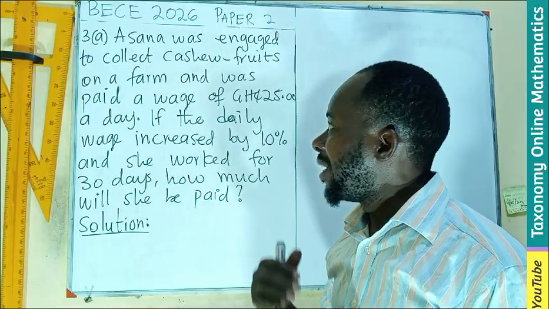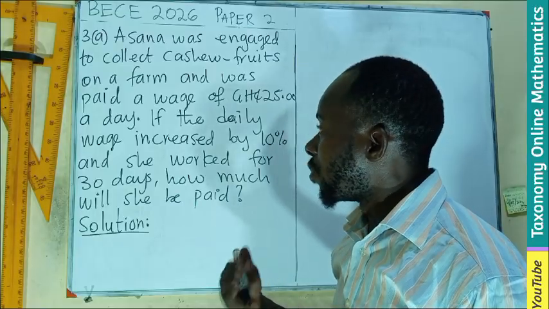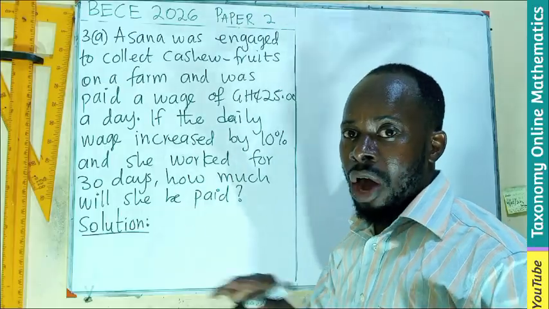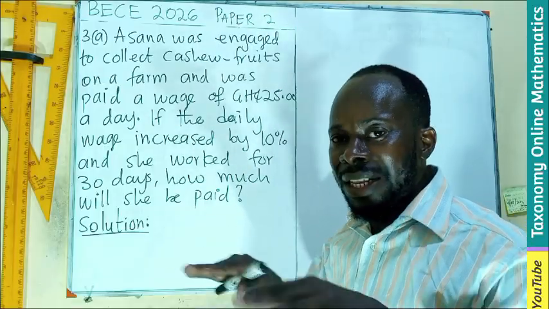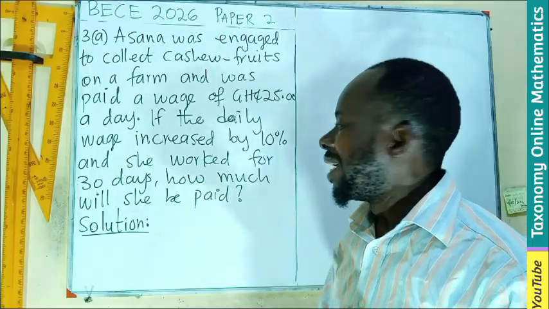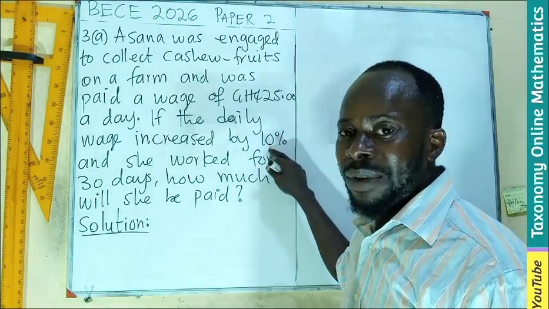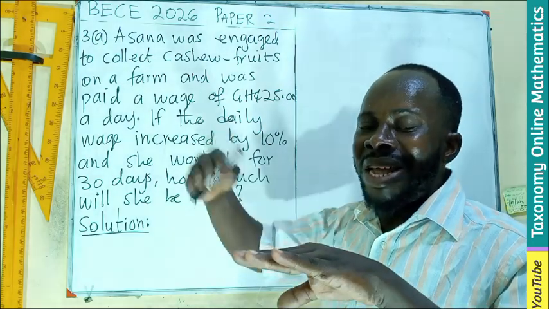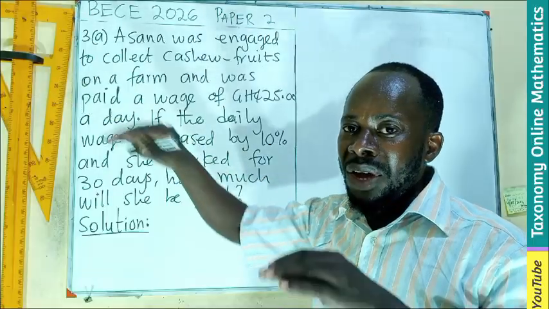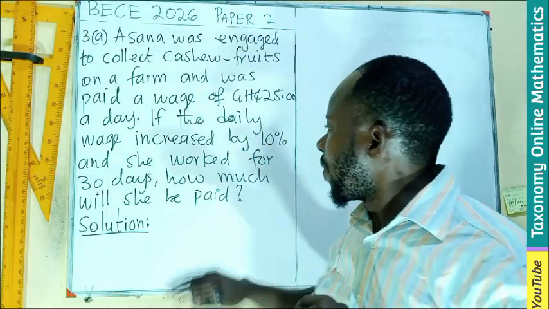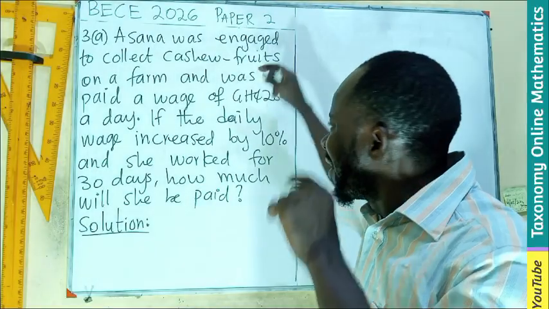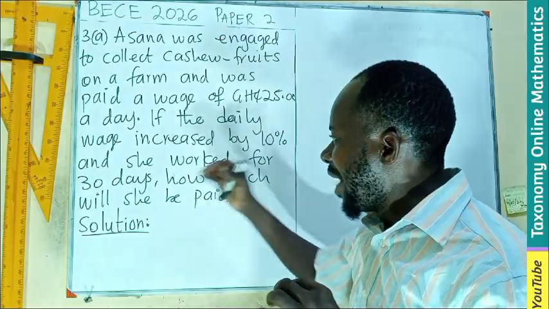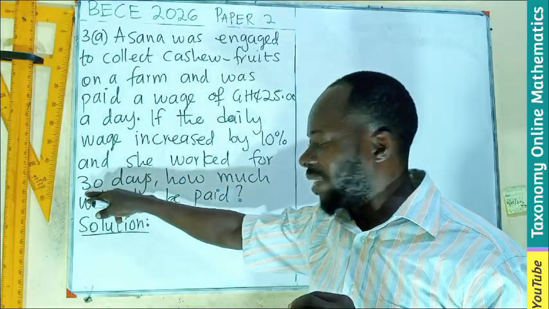Remember, the wage that she was contracted to collect first is 25 cedis. That 25 cedis is the original cost. That original cost means that was the 100% of what she will be given. Then if we increase that, it means that we are increasing it from the 100% threshold to become 110%. We are now giving 110% of this amount. So we can increase this by 10%, and multiply it by the number of days that she worked. She is working for 30 days.